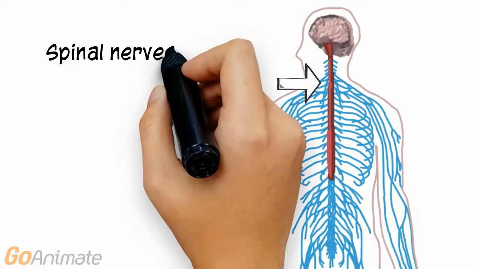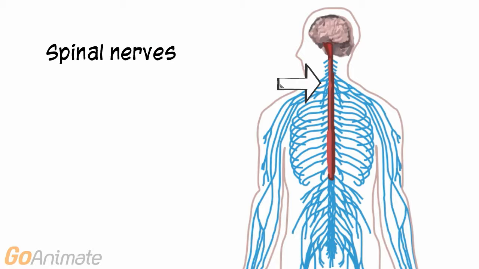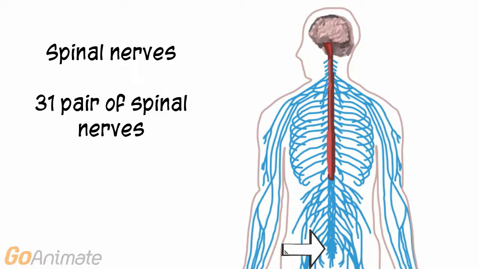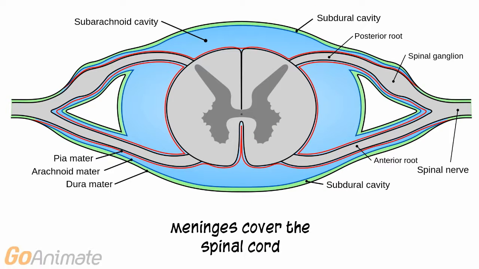The spinal cord contains some bulges or enlargements in the cervical and lumbar areas. There are 31 pair of spinal nerves that emerge from the spinal cord. Here is a transverse section of the spinal cord.